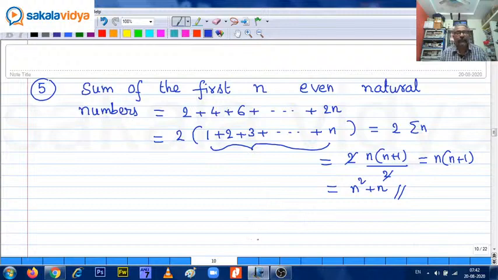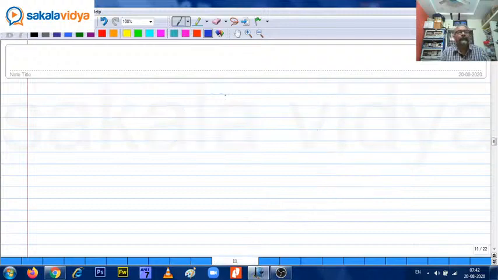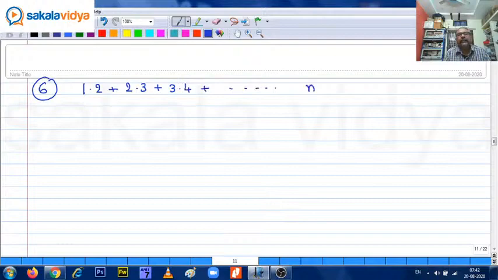Now the sixth one: 1 into 2 plus 2 into 3 plus 3 into 4 plus and so on, n terms is equal to?